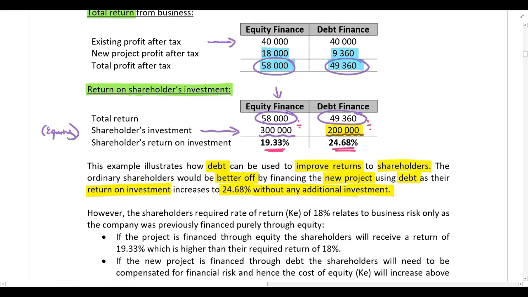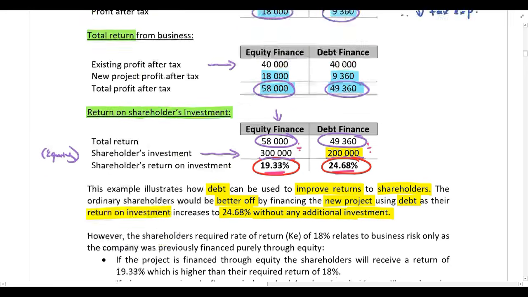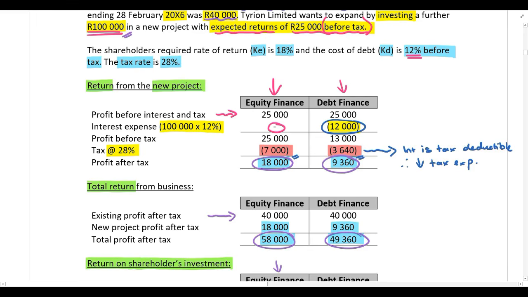However, if it's financed through equity, their investment increases to 300,000 Rand because they have to finance a further 100,000 Rand, and their return is lower if the project is financed through equity. If financed through debt, the shareholders make a higher return. And the reason for that is because, firstly, debt providers are exposed to less risk, so they are prepared to accept a lower return on the investment.